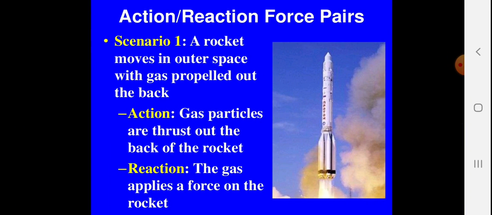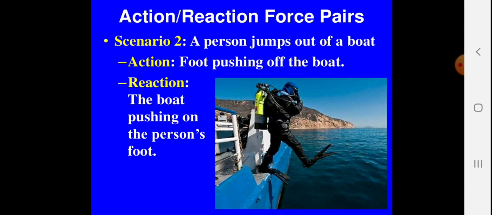First scenario for action-reaction forces in a pair. A rocket moves in outer space with the gas propelled out the back. Action force: gas particles are thrust out the back of the rocket. Reaction: the gas applies a force on the rocket.